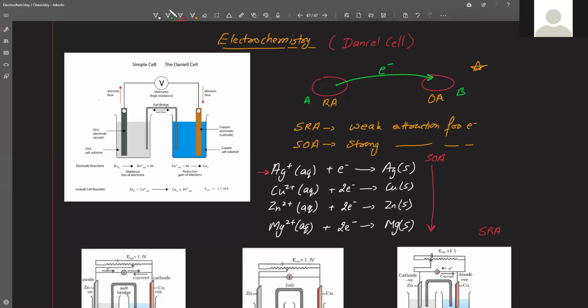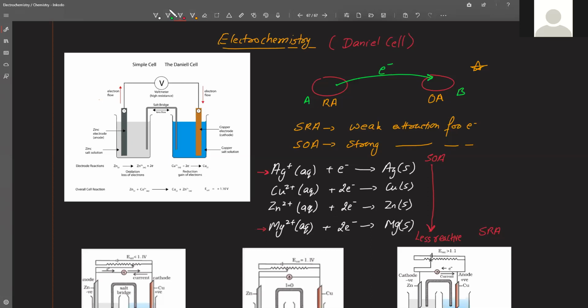So Ag plus electron, this is a strong oxidizing agent, and this is a weak oxidizing agent as compared to Ag. So Mg2 plus is a weak oxidizing agent as compared to Ag plus. That means if you come down the group, this reaction will become less reactive, right? And so it's this reactivity which is being observed, and the table has been created.